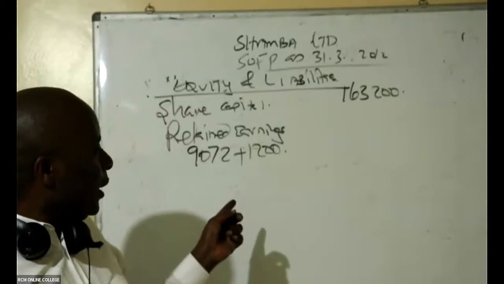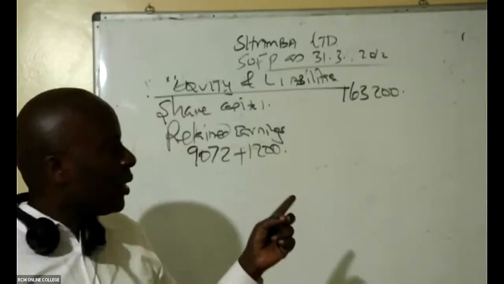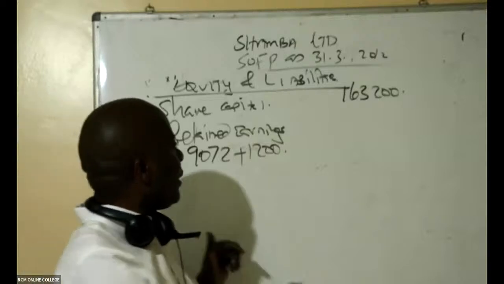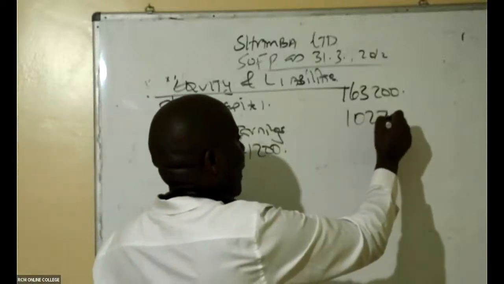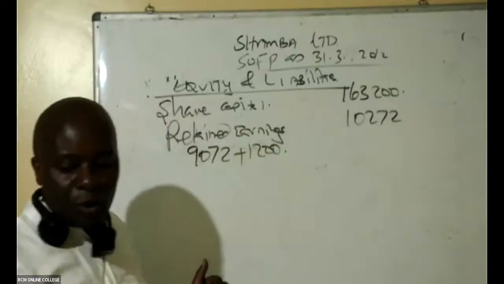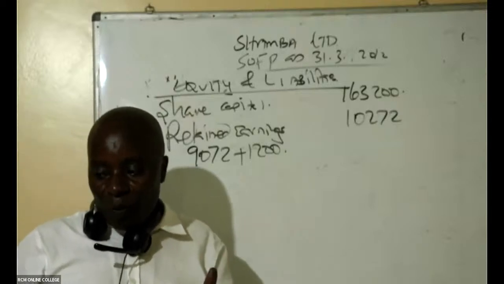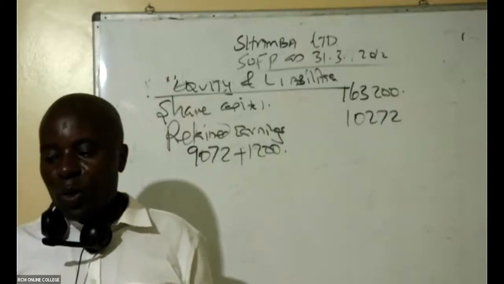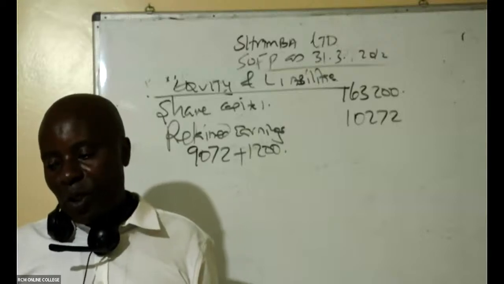I don't think it's very hard. 10,272. I don't know why students are really hesitating, but I think 10,272 is correct. Ibisu has confirmed. Margaret as well. So I don't think we have got any other equity component.